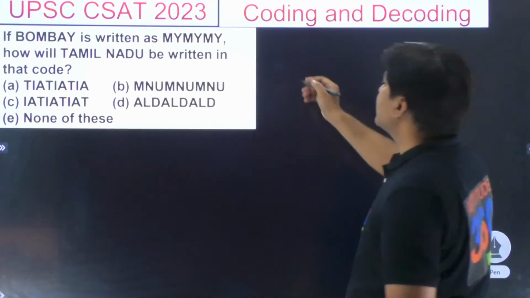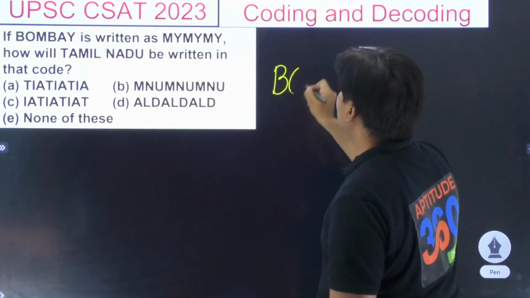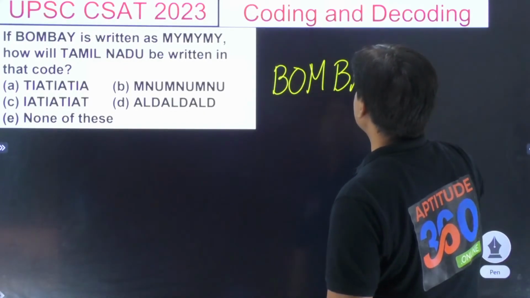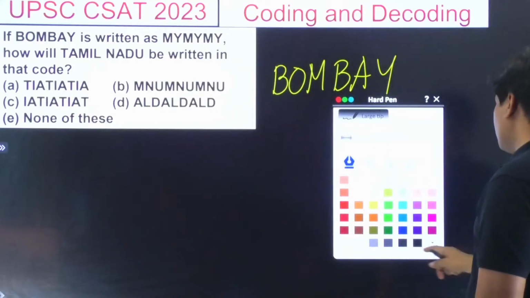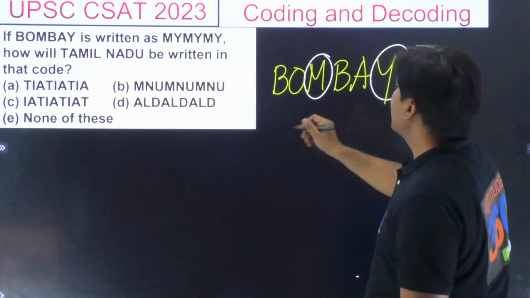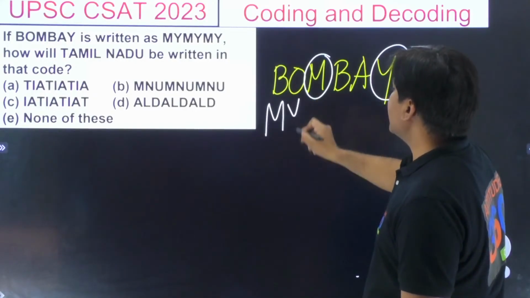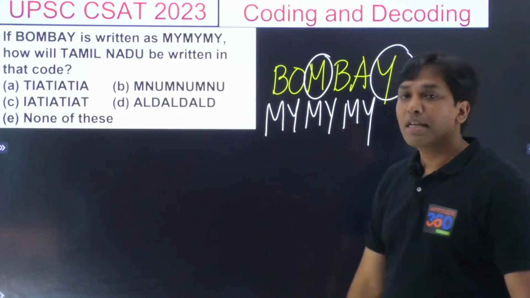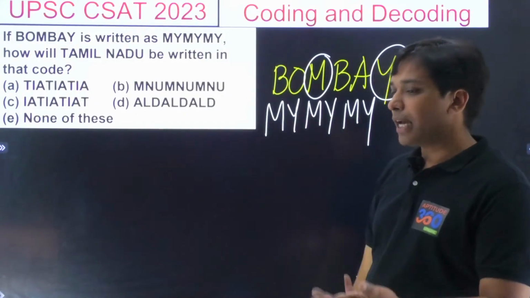So it is BOMBAY, isn't it? And this one is M and Y. So what is it that they have done? They have replaced all of them by the same alphabets, MY, MY, MY.